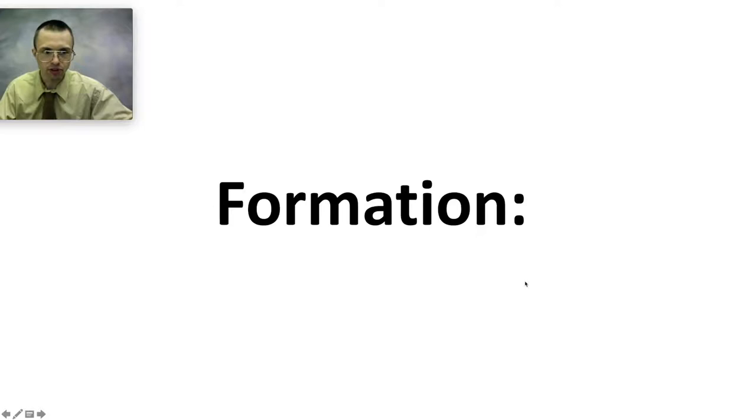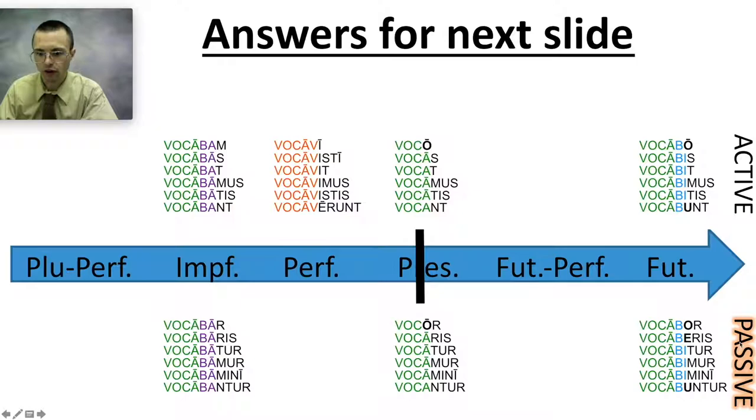Here's what you know so far, and you can see in the green ones that every single tense of vocō that you have known so far makes its passive voice down here, down low, using the -r, -ris, -tur, -mur, -minī, -ntur endings. However, those were all in the present system, which means that they have a present stem. You can see the green voca- at the start of each one of these three.